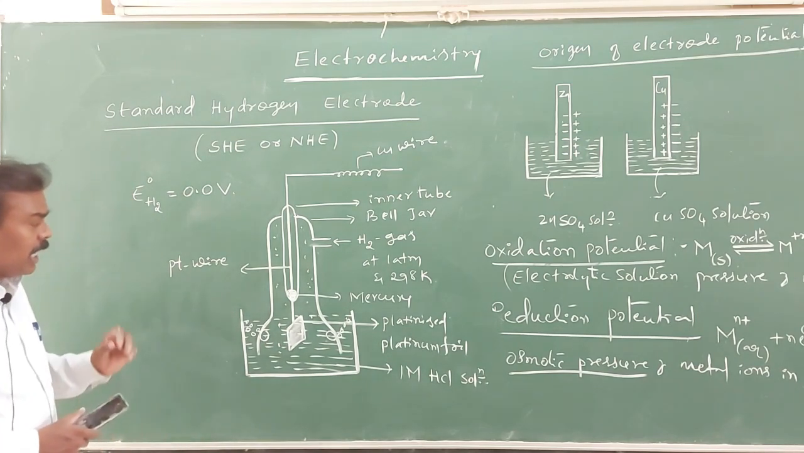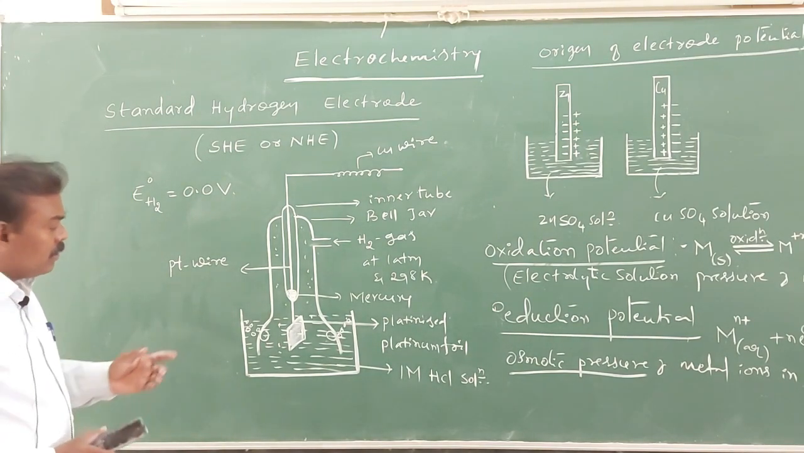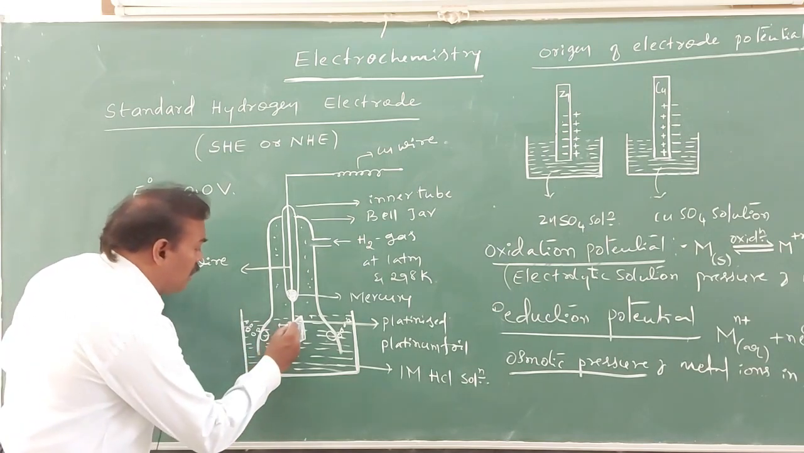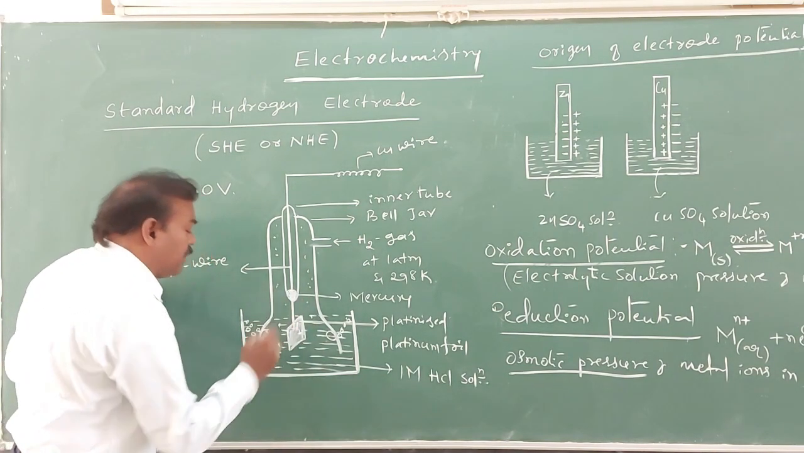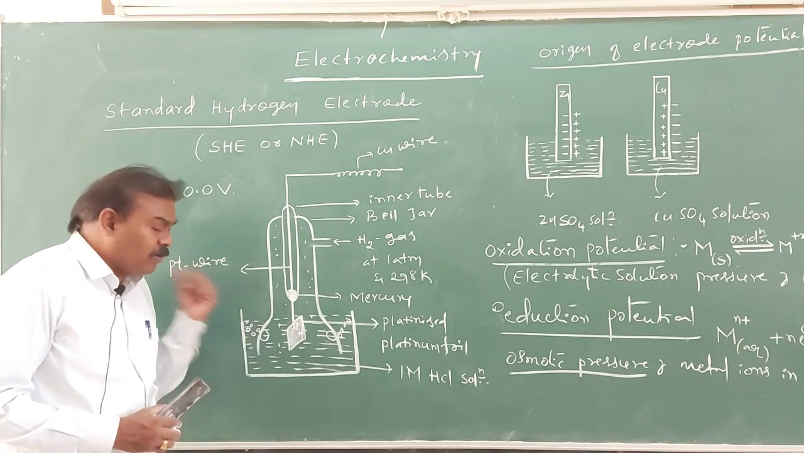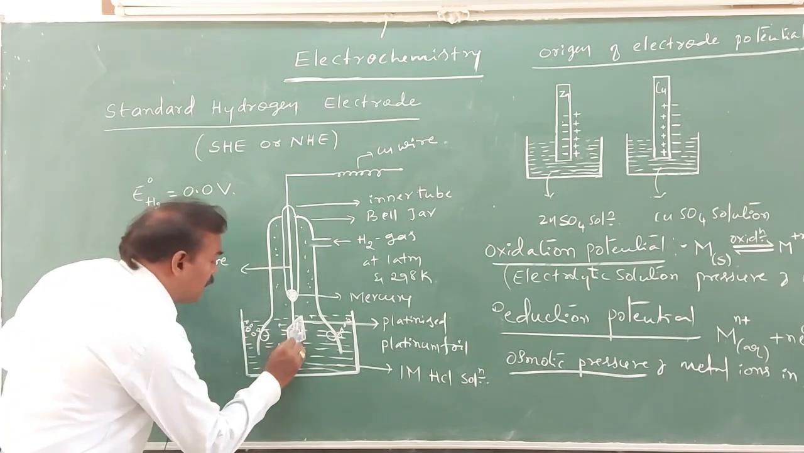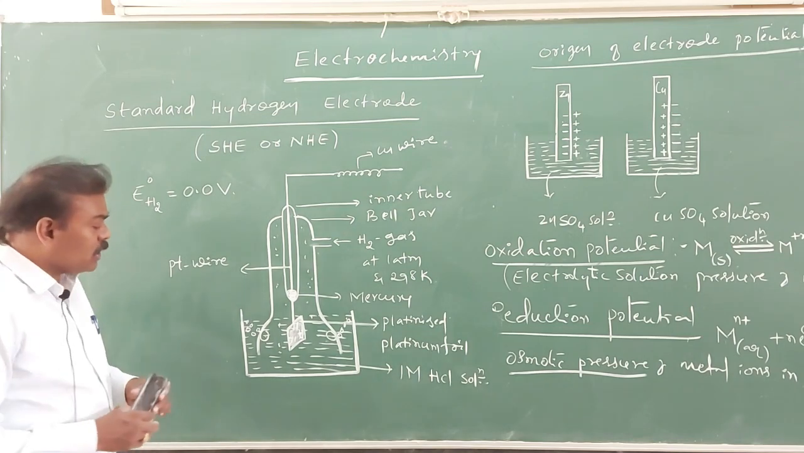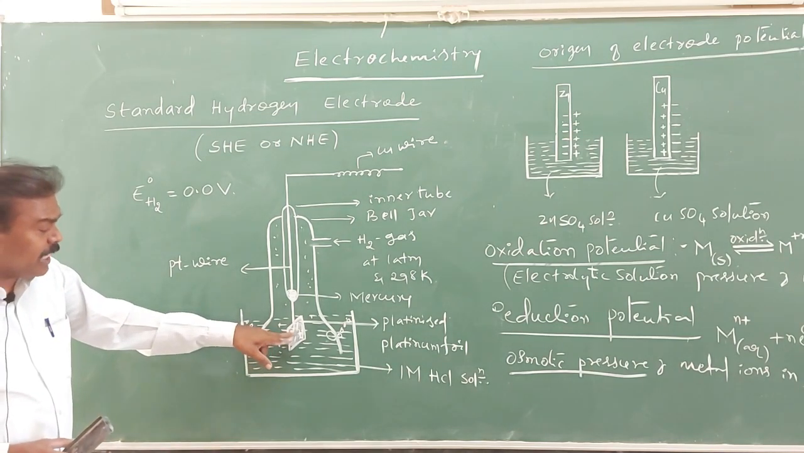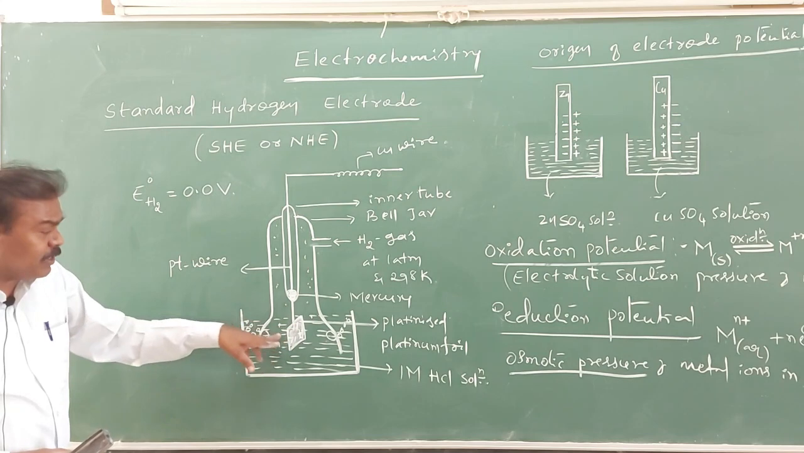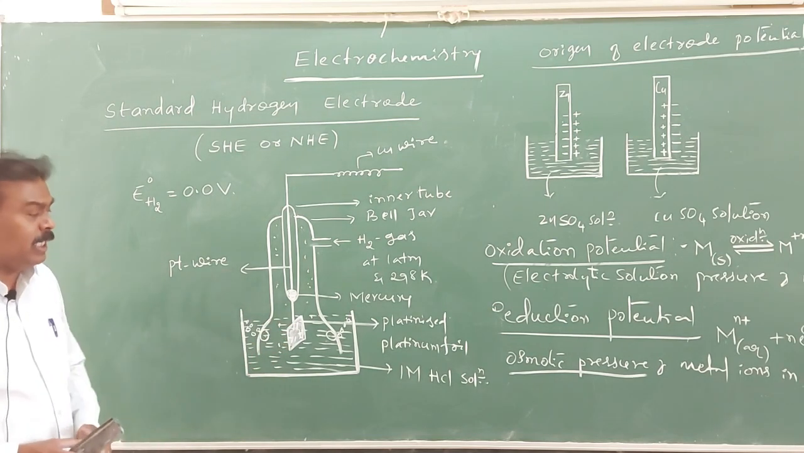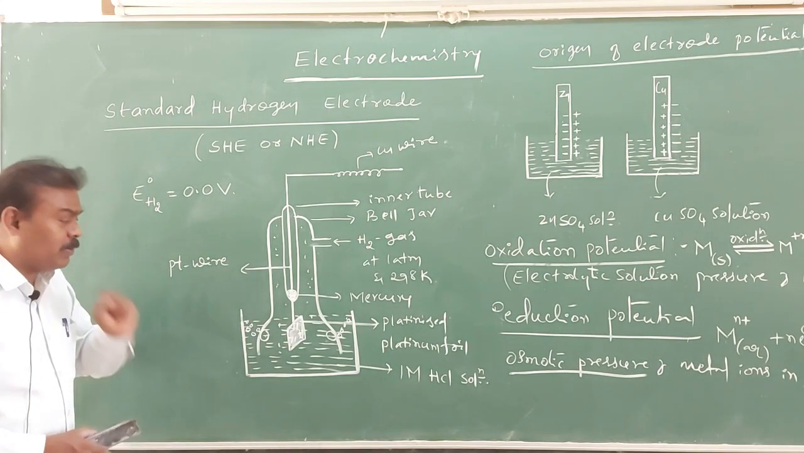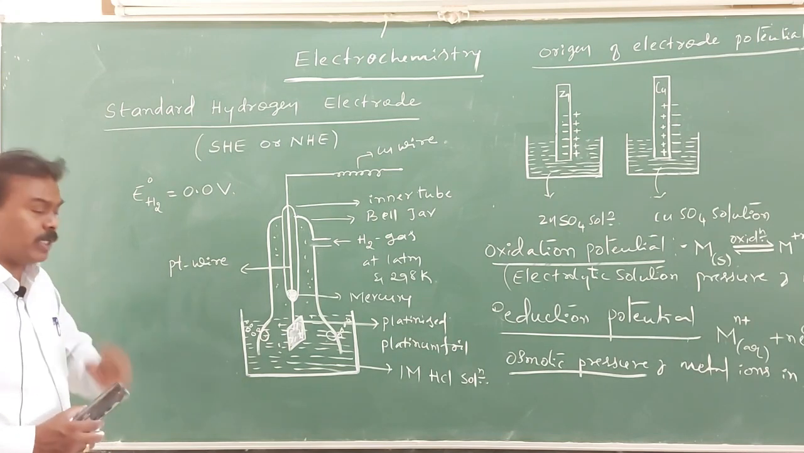At the same time, the hydrogen gas will be accumulated on the surface of the platinum foil. Even hydrogen ions are also present on the surface of the platinum foil. Like this, the accumulation of hydrogen gas and hydrogen ions on the surface of the platinized platinum foil is responsible for the development of electrode potential.